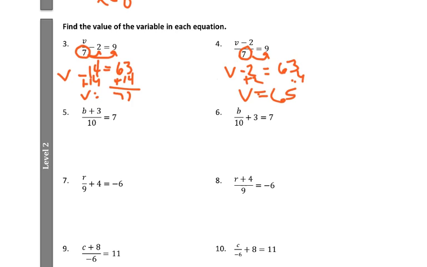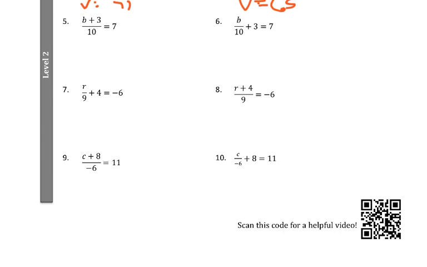Let's go ahead and scroll the page up and look. Oh my gosh, why does it do that? Let's scroll the page up and look at questions 7 and 8.